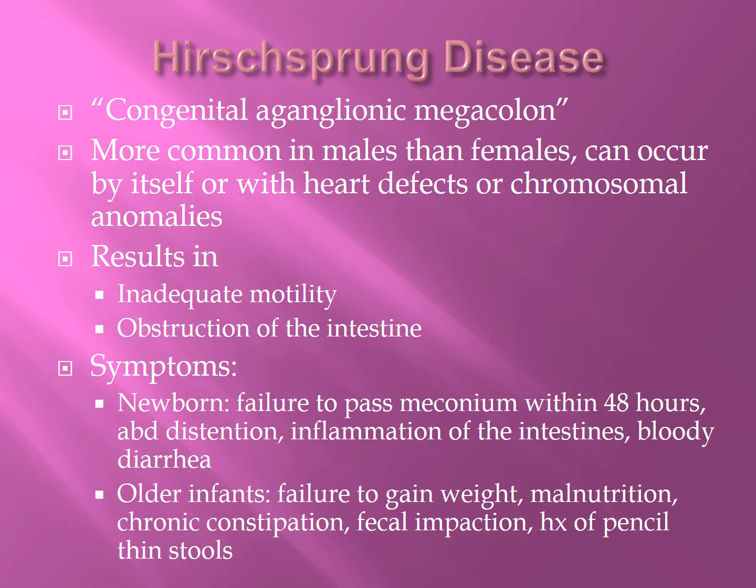Sometimes you look for babies who fail to pass meconium within that first 48 hours after they're born, or if they have a lot of abdominal distension or inflammation of the intestines, bloody diarrhea, things like that. In older children, you look for kids who aren't gaining weight, who show signs and symptoms of malnutrition. Maybe they have chronic constipation, fecal impaction, or a history of pencil thin stools, because that tells you something's clogging up the pipes further up and just a little tiny bit of stool is getting out. The symptoms really depend on when it's diagnosed.